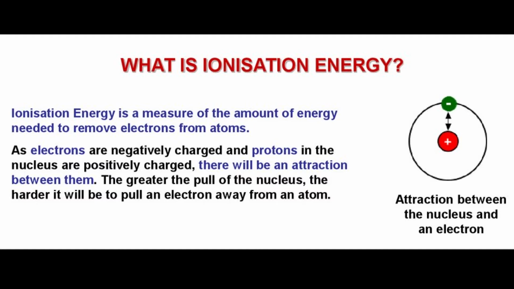If the atomic size is small, what happens? The nucleus can hold or attract the electrons very strongly because the outermost shells are very close to the nucleus. So it requires more energy to remove the electron from the shell. This minimum energy is known as ionization energy.